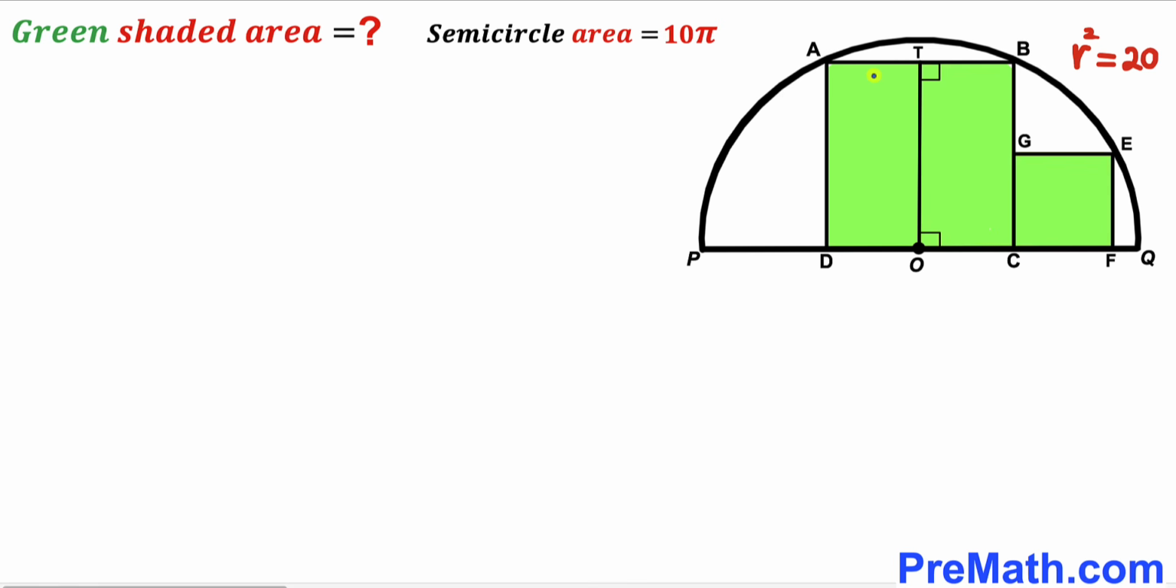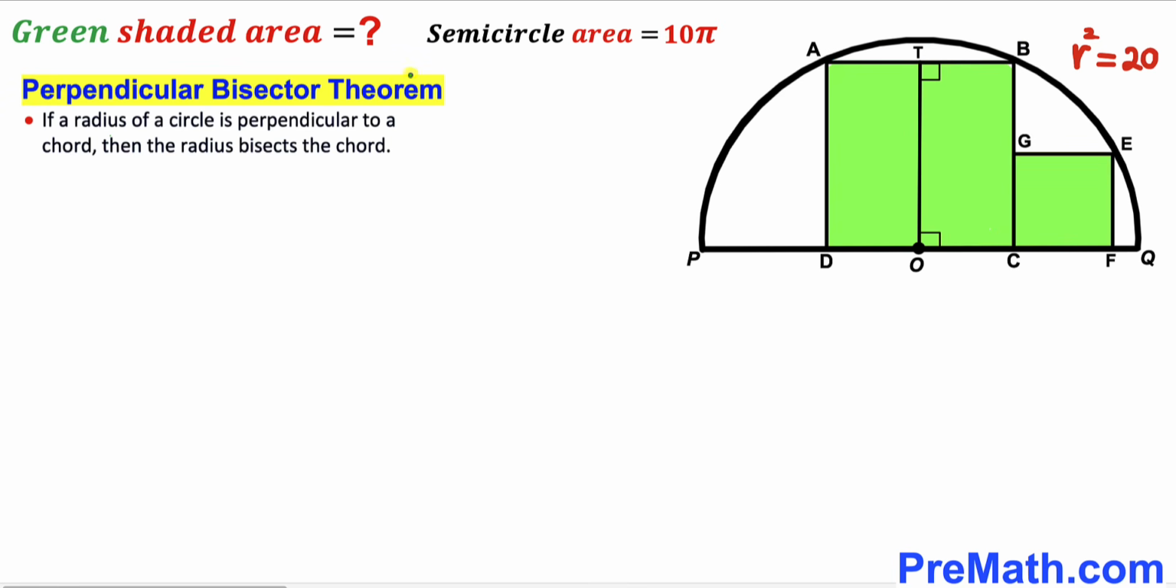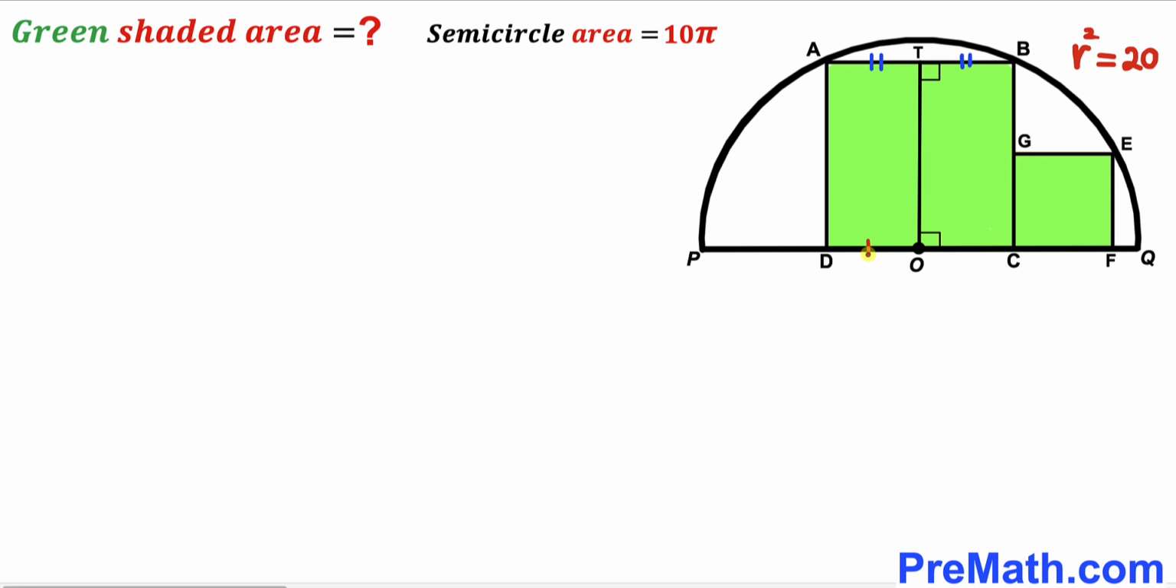In this next step, I have dropped this perpendicular OT on this chord AB. Let's recall the perpendicular bisector theorem. According to this theorem, if a radius of a circle is perpendicular to the chord, then the radius bisects the chord. So this perpendicular bisects this chord AB into two equal parts. This segment AT is equal to this segment BT. Therefore, this segment OD is equal to this segment OC as well.